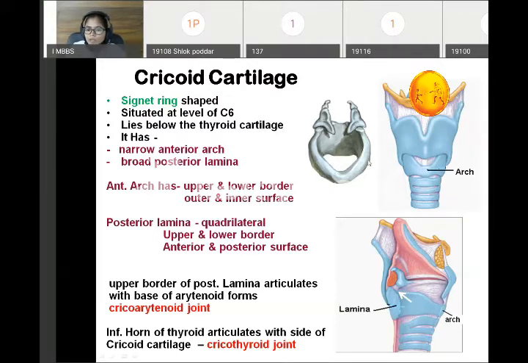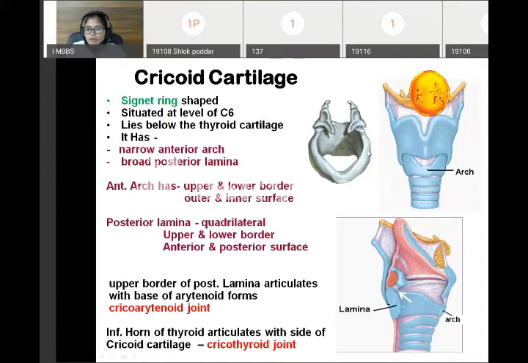The lower border of this anterior arch is attached to the first cartilaginous ring of the trachea by the cricotracheal membrane. This is the first cartilaginous ring. So this lower border is attached to the first cartilaginous ring by the cricotracheal membrane.